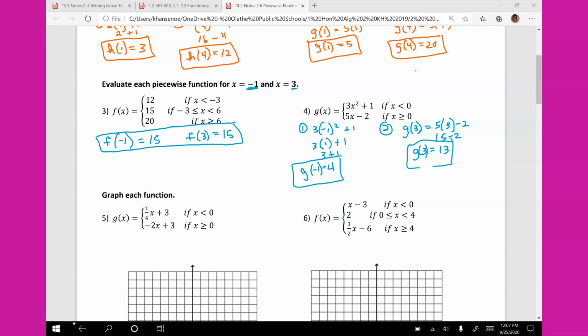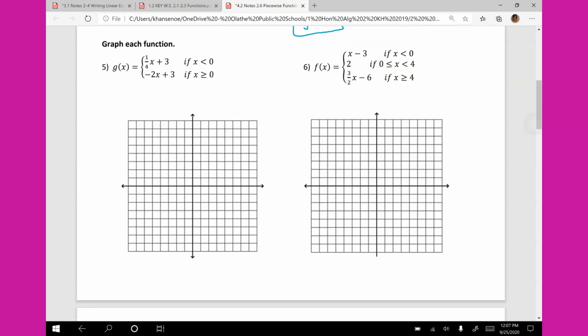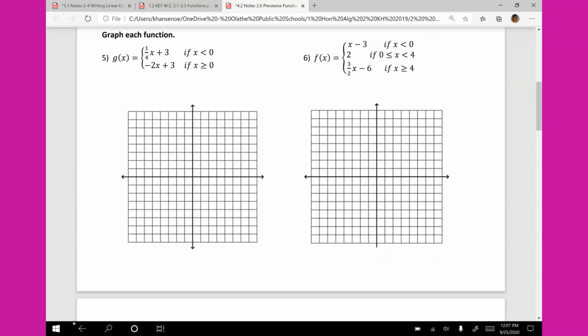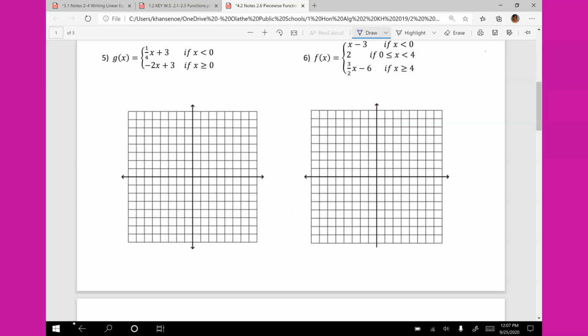Now, what we are going to do is graph them. Graphing sometimes is confusing. What I want you to think about is that you're really just graphing just like you would before. And then I'm going to explain something.